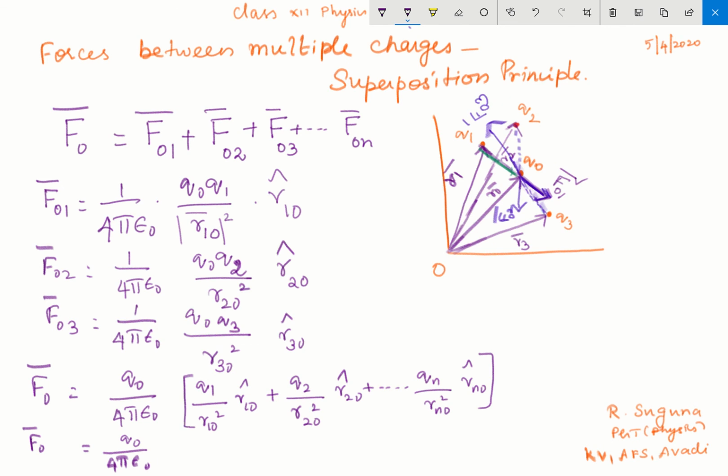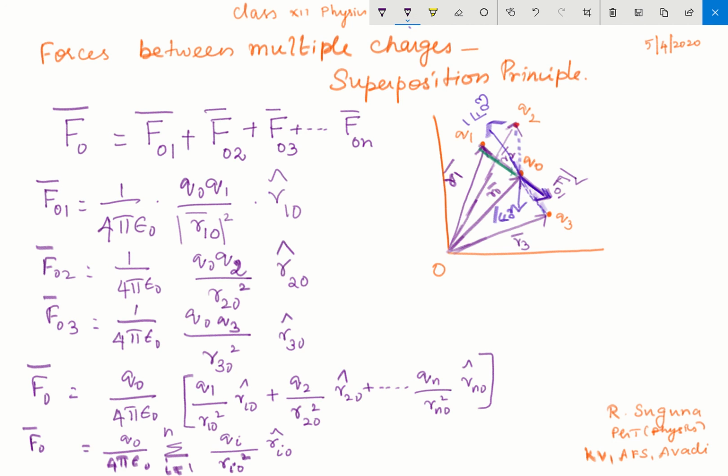Okay, what is the summation? Σ from i = 1 to n of (qi divided by ri0) squared, times r̂i0. Correct? qi will take different values from 1 to n. Therefore, this is the net force on Q0 due to all the charges, right?